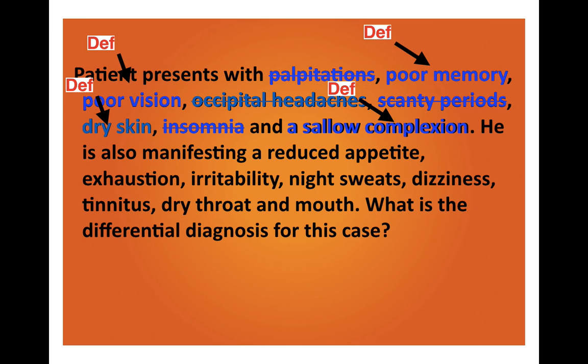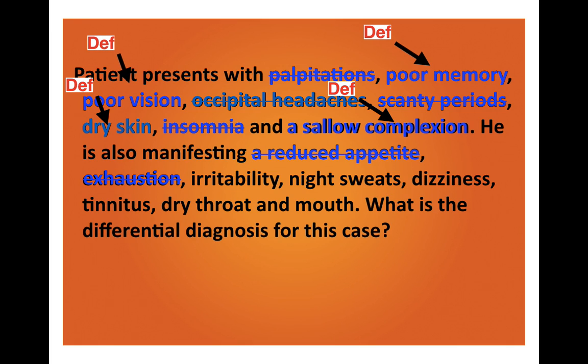Sallow complexion tells us deficiency. Reduced appetite, we're going to surprisingly cross out as well. Most students tend to go towards spleen qi deficiency with the reduced appetite, but don't forget that food stagnation can cause that. Liver overacting on spleen can cause it. Liver qi stagnation can cause it as well, right? So that one's out.